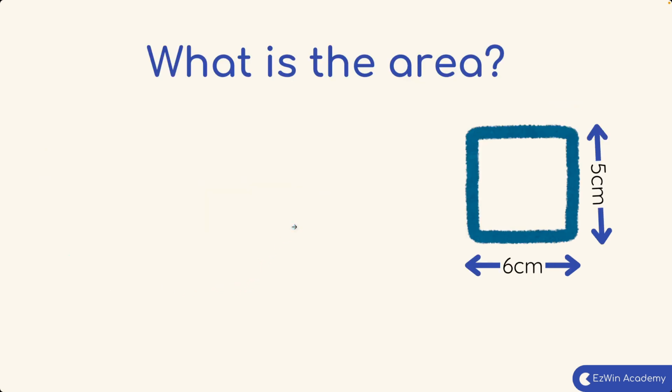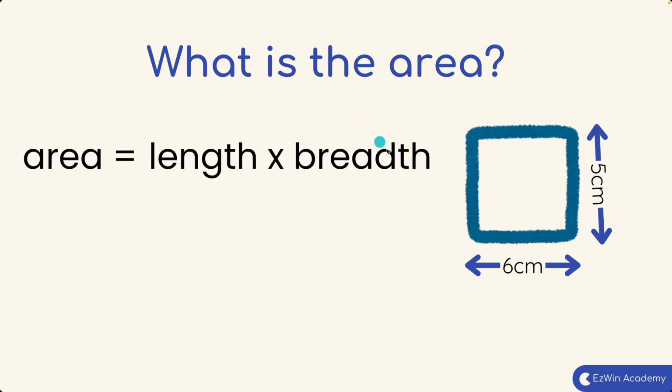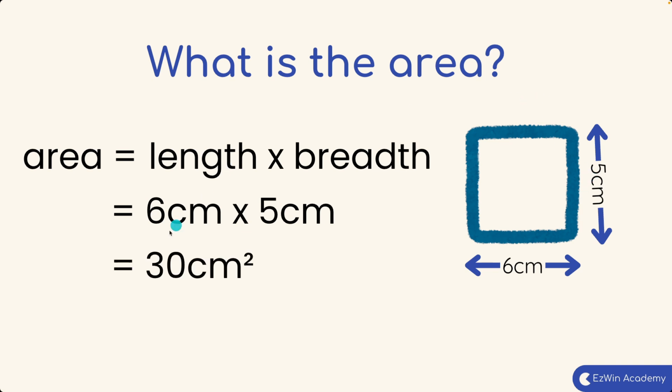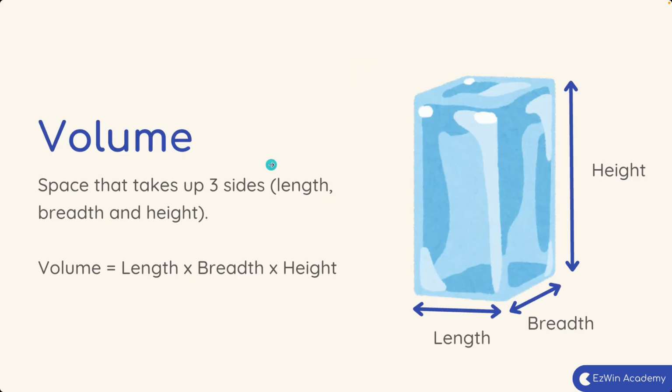A simple exercise is: what is the area of this square? Usually you say area is equal to length times breadth. So you have 6 centimeters times 5 centimeters, and this is equal to, you guessed it, 30 centimeters squared. Pretty straightforward. Now we go through volume.